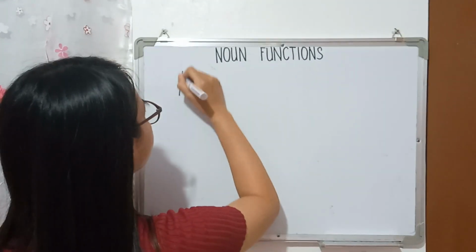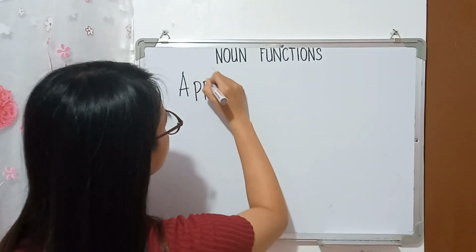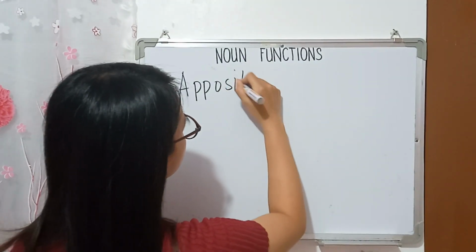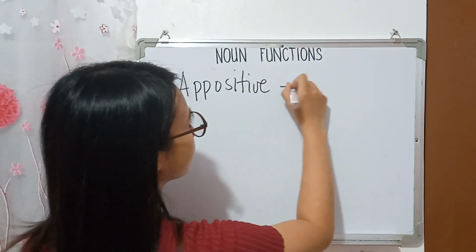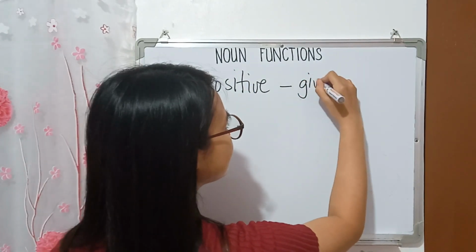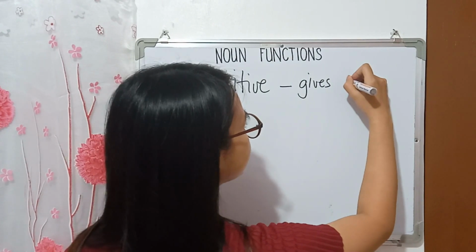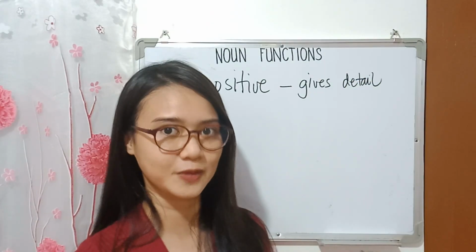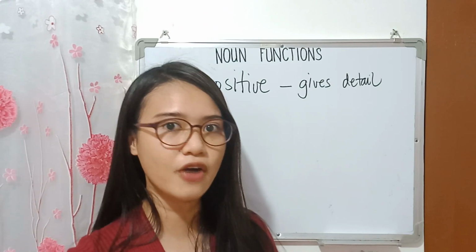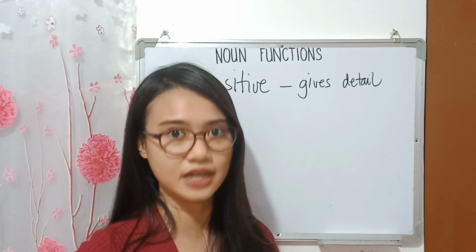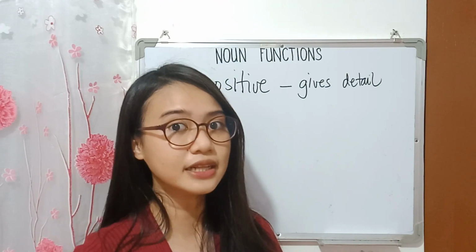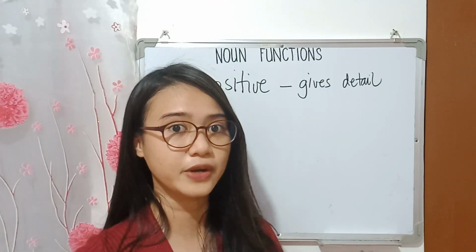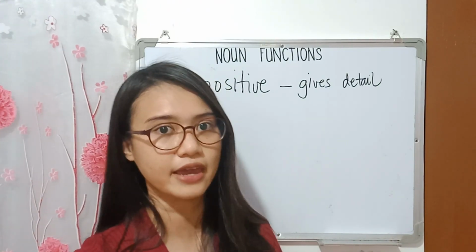We also have an appositive. An appositive is like an accessory. It gives detail. An appositive is like an accessory in the sentence. It's like how accessories function to us. It gives additional detail, but whether it is present or not, it's still the same thing.